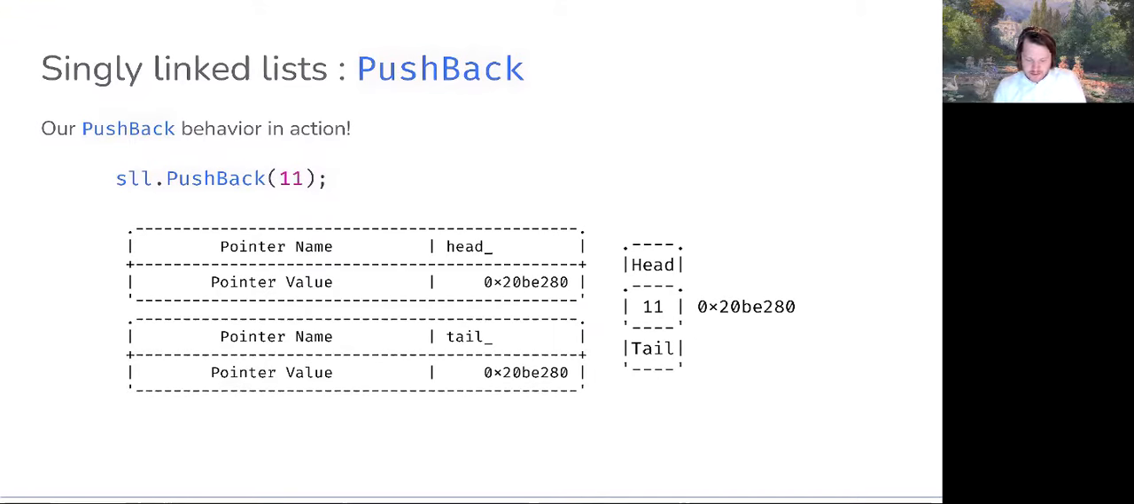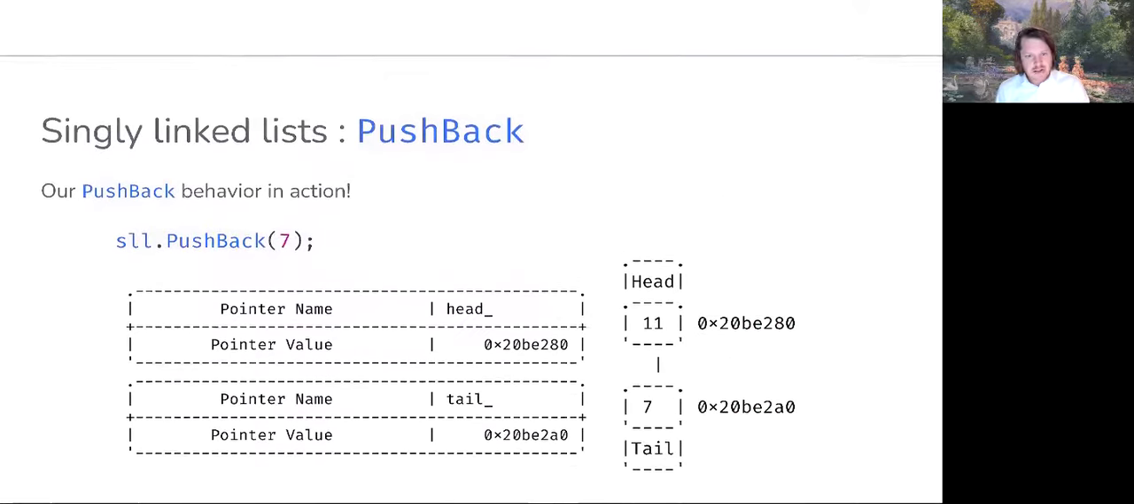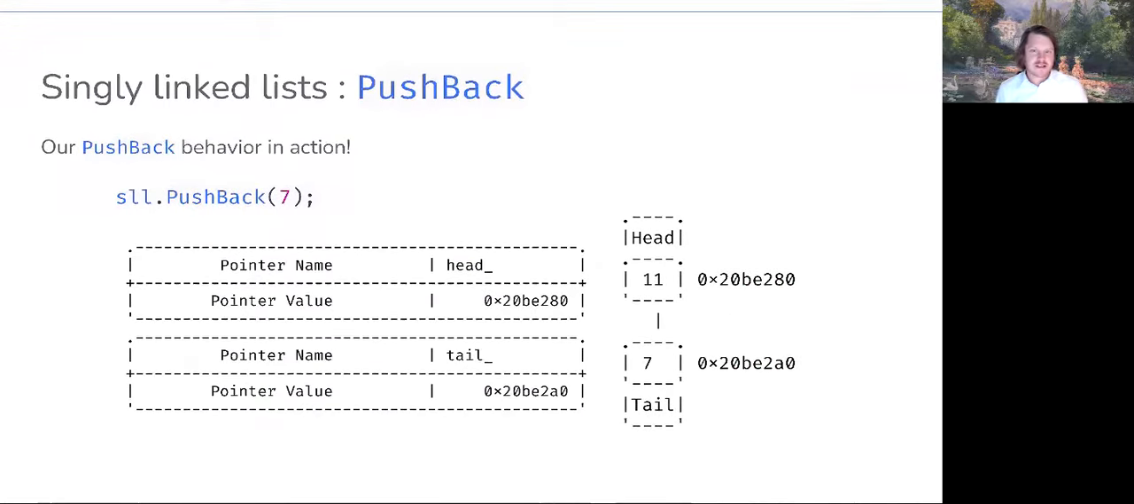So in this diagram, we can see the head end of the linked list, the tail end of the linked list, the 1 node storing the integer value of 11, and that's its address. And we can see here its address is stored both in the head and tail, and that will provide us access to this element. Now let's say we go ahead and push back the integer value of 7.